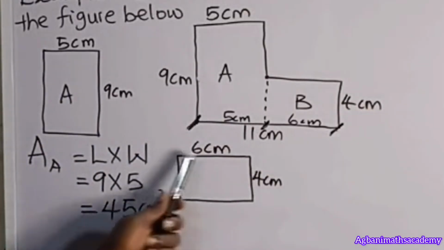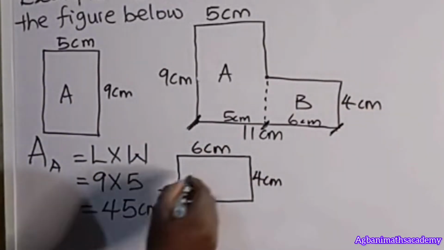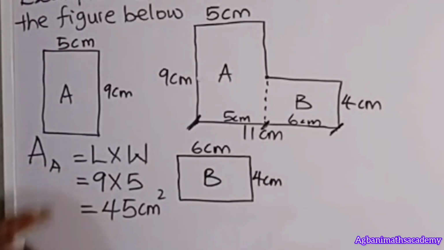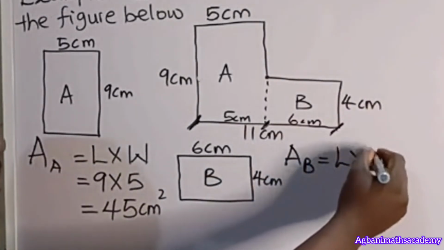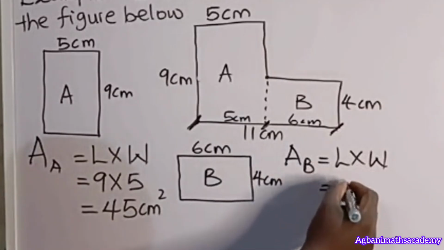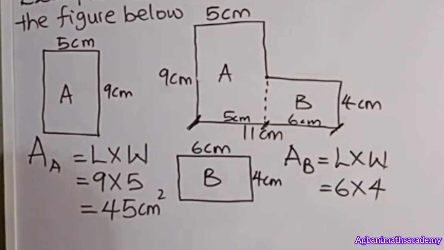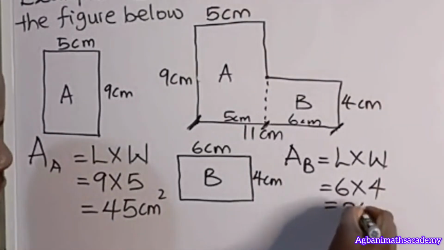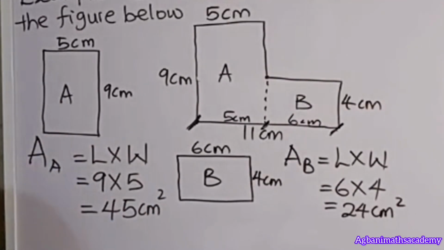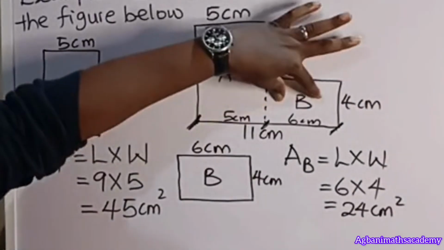So this also is a rectangle. So we are still going to use the same formula. Area of B is equal to length multiplied by width. The length is 6, the width is 4. So 6 multiplied by 4 gives us 24 centimeter squared. So that's the area of this side.